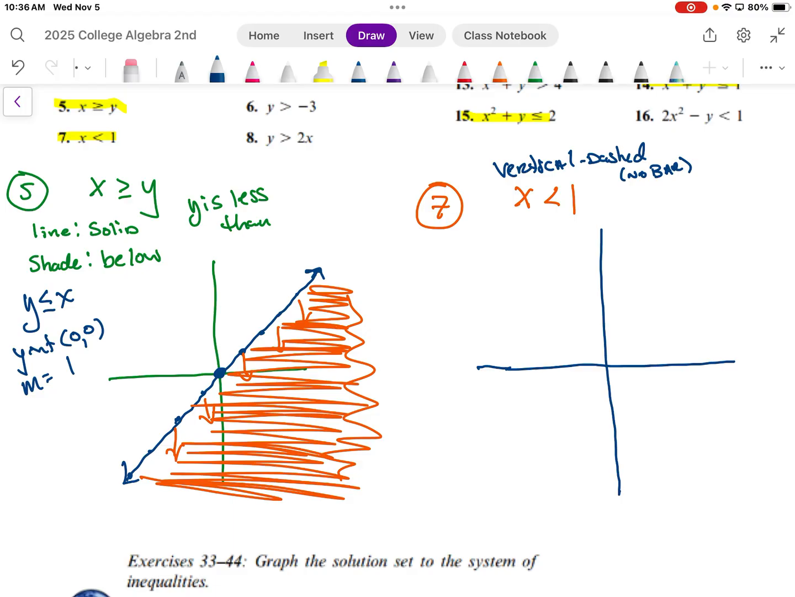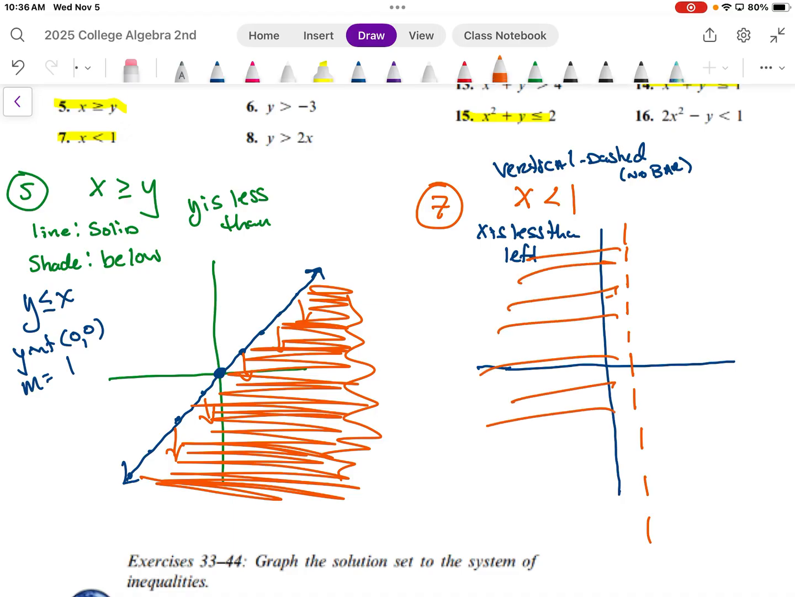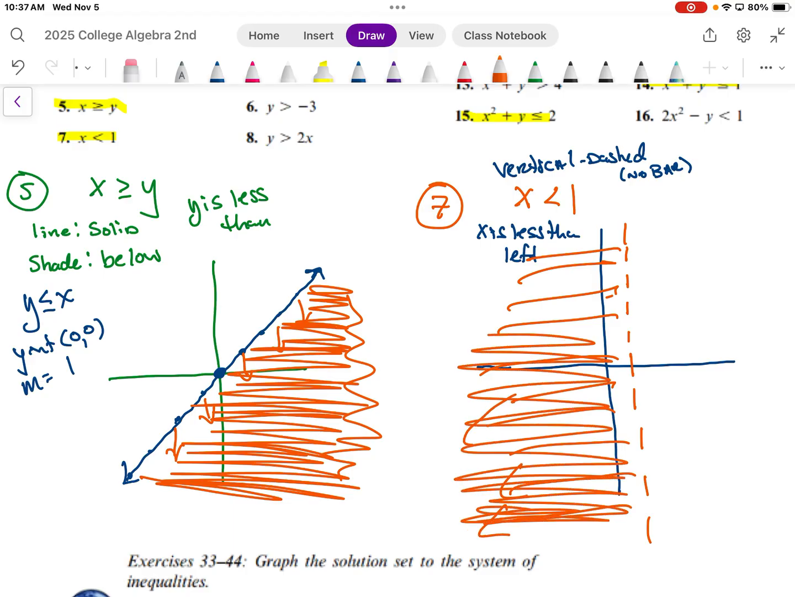So as I switch over to orange, at x is 1, I have a dashed line. So there's my dashed line. And then this is saying x is less than, so that means I have to do everything to the left of the line. So I get to shade this stuff here. So that's my shaded zone, everything to the left of that line.